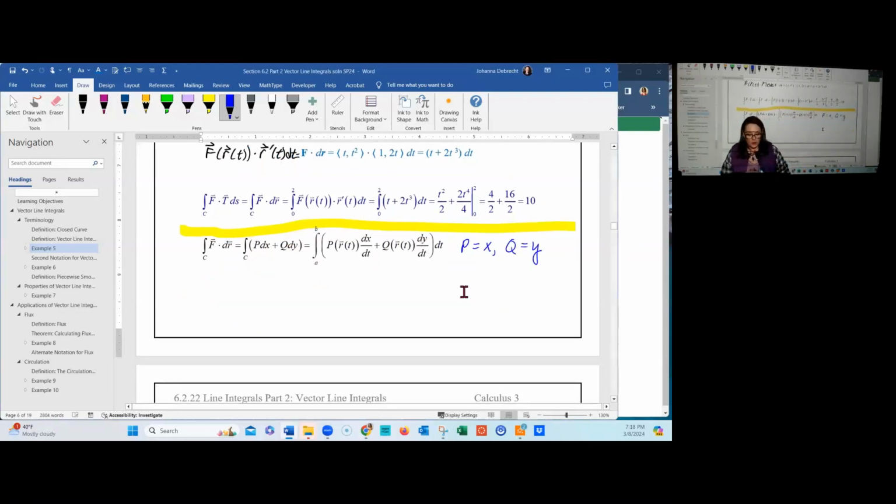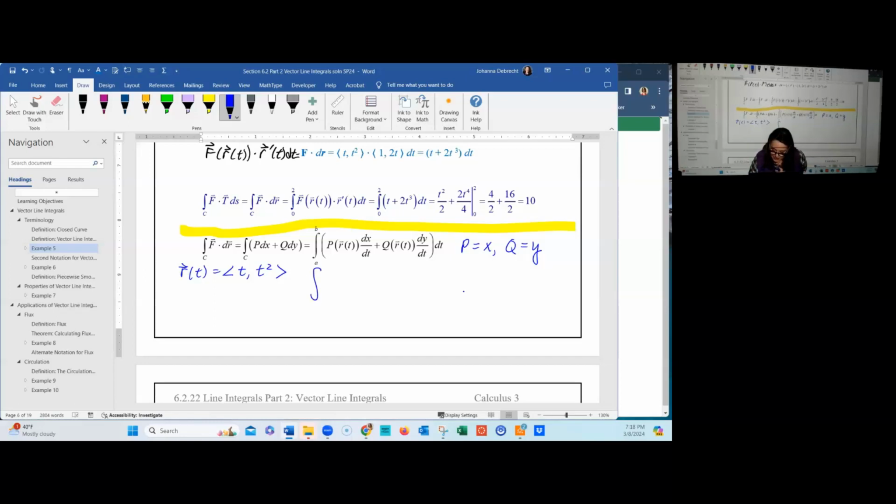We were also told that the parameterization r of t was equal to ⟨t, t²⟩. The next thing that we want to do is evaluate P at the parameterization. Since the x component of the parameterization is t, then P equal to x becomes t.